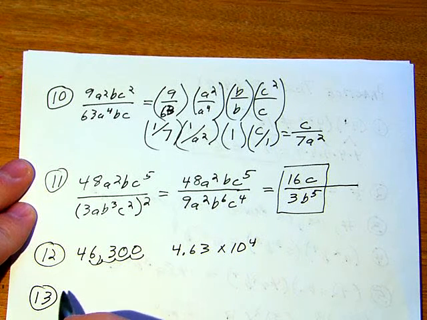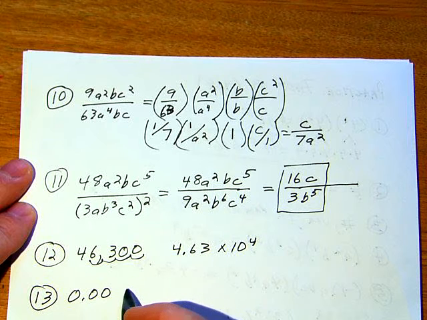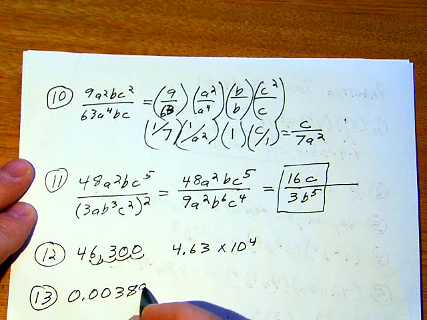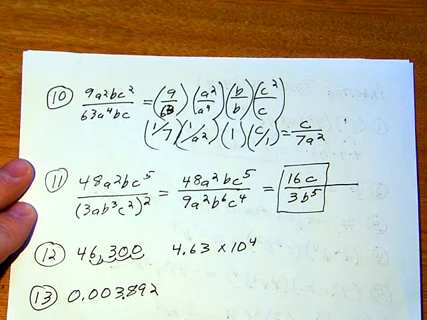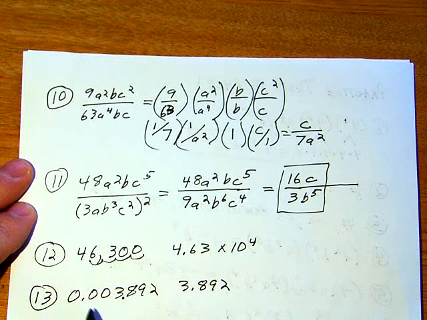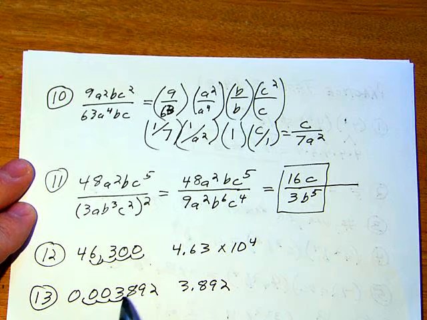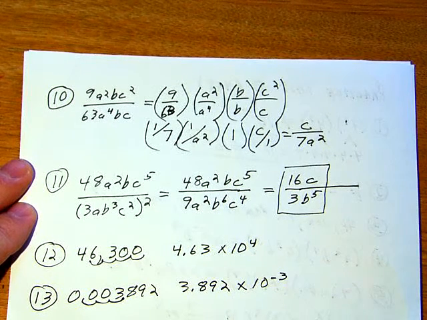13. My number is 0.003892. My factor will need the decimal place right there. So 3.892. And I move the decimal place 1, 2, 3 to the left. So it's 10 to the -3.